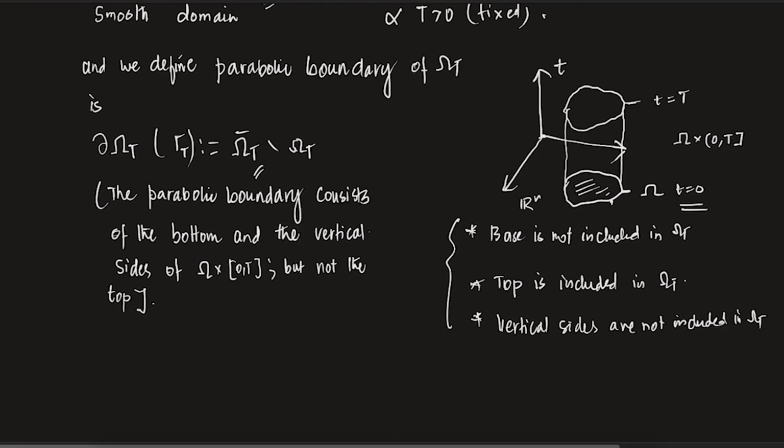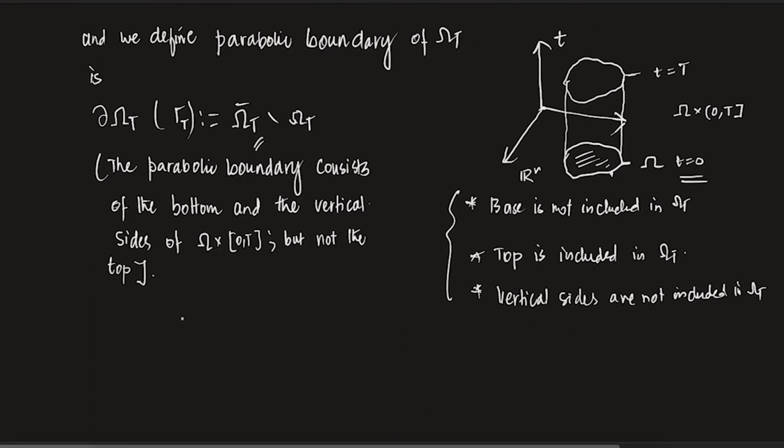Before we move on, I really want you to understand what omega t specifically is. Take some points in omega t or omega t bar, and take some time to think about which points are in omega t bar and which points are in the parabolic boundary. That is very important, because later, when we talk about maximum principles, it is very important to understand where the maximum is happening. So parabolic boundaries are very important to study.